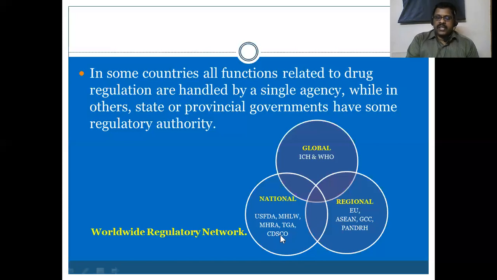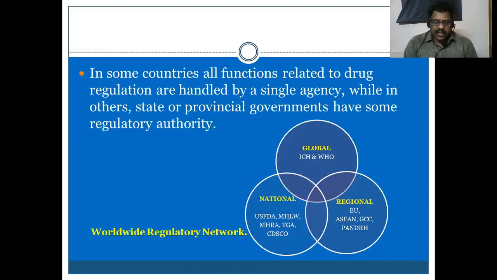For example, the US FDA, the Food and Drug Administration of the United States government, is maintaining the clinical trials taking place in their territory. They are the nationwide regulatory agency. Like that, MHLW is the regulatory agency of Japan. The full form is Ministry of Health, Labour and Welfare. Like that, MHRA is the regulatory agency of the United Kingdom. The full form is Medicines and Healthcare products Regulatory Agency, MHRA.